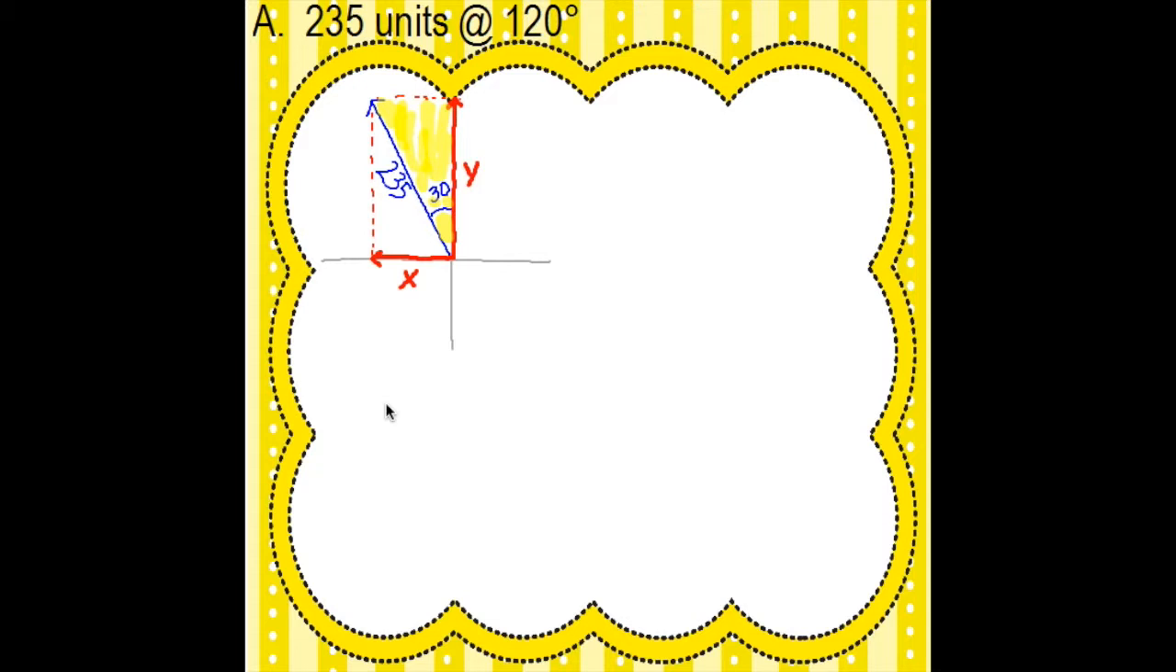It really doesn't matter. So looking at my triangle now, you can tell that Y is the adjacent side, and 235 is the hypotenuse. And it's a rectangle. If that side is Y, this side is the length of X, and that is the opposite. So I'm just using my trig functions to find the length of those missing sides.